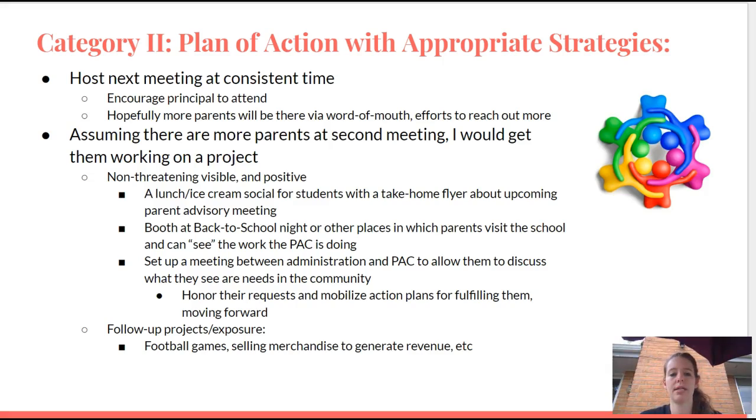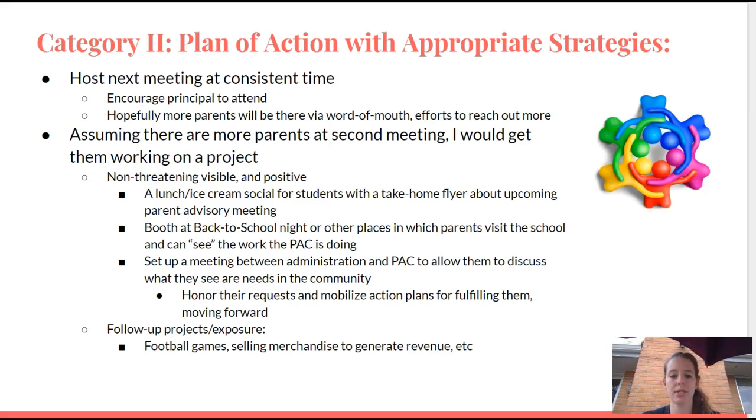So I would host the next meeting at a consistent time. Like I said, I would want the principal to hopefully attend as well, to again show that he is interested and be consistent. And then assuming that we get some better communication to the community rather than just invitations via students, there would be more parents at the next meeting.